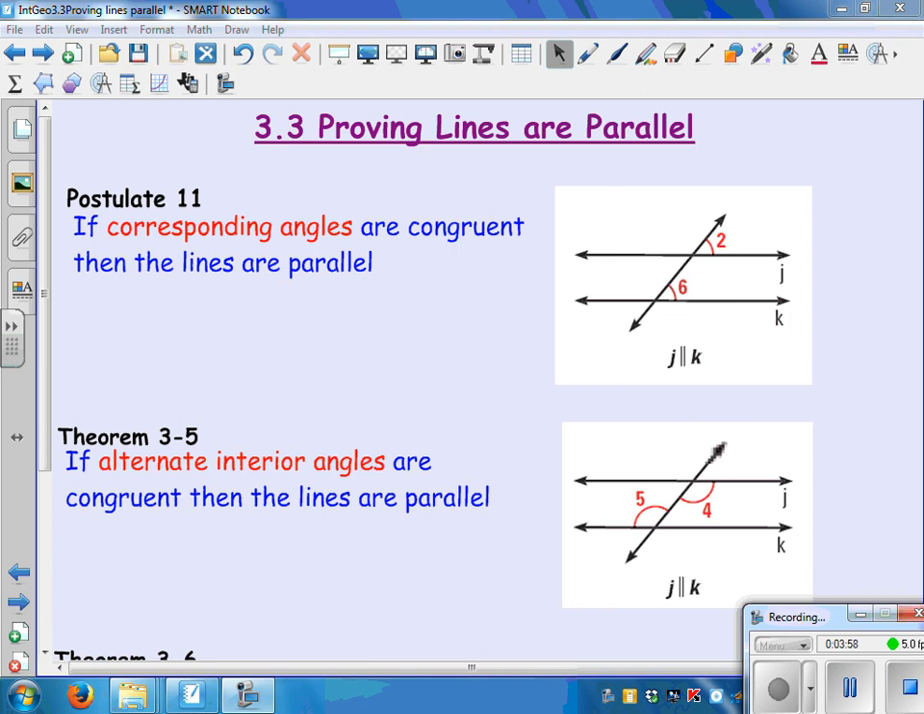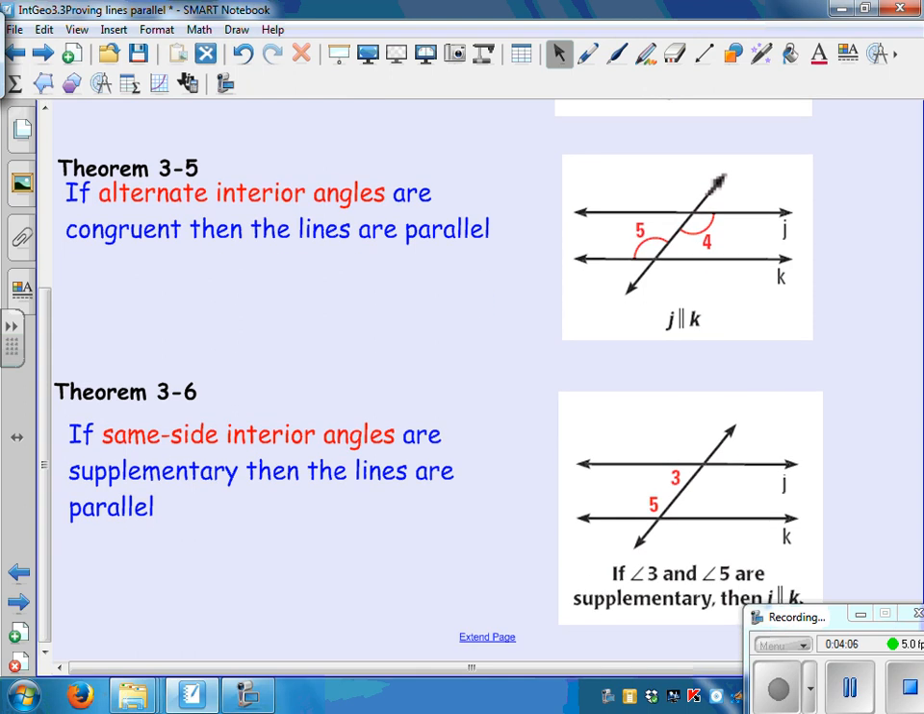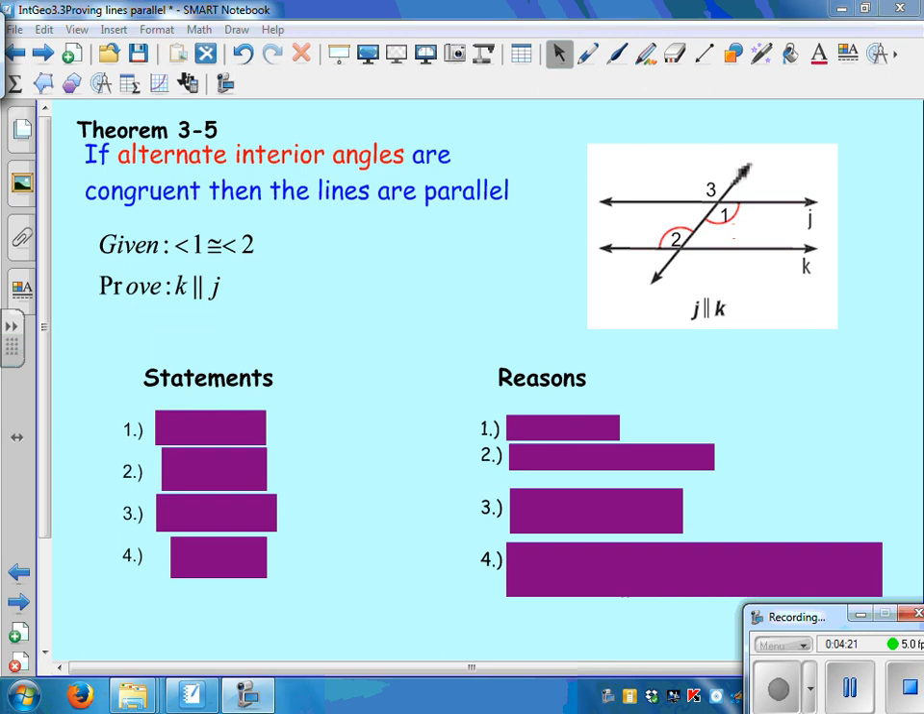Theorem 3.5, if the alternate interior angles are congruent, then by default the lines will be parallel. The next one, if the same side interior angles are supplementary, then the lines are going to be parallel. So the first one with correspondings we don't have to prove, but we can use correspondings to prove the other types. So we're going to start with a proof here.